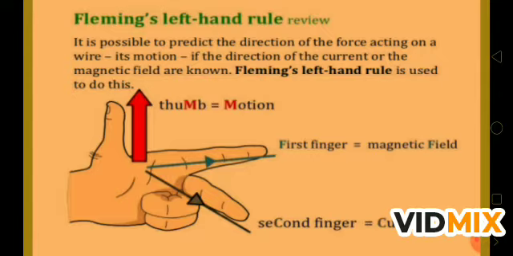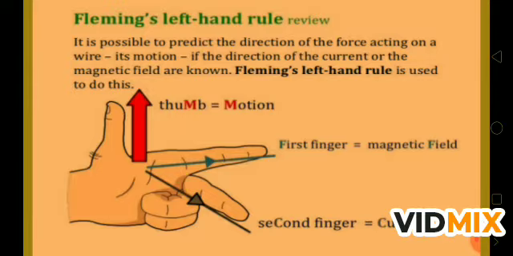So if you put your first finger in the direction of the magnetic field and the second finger in the direction of current, then your thumb will indicate the direction of force acting on that wire due to the presence of current in the magnetic field. This rule is very important. You have to understand this while solving any conceptual question.